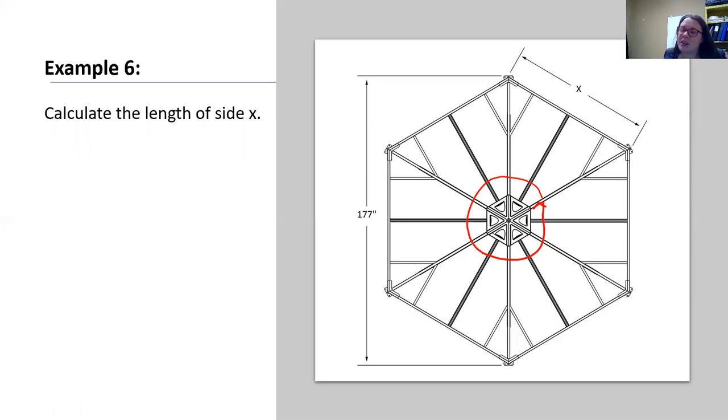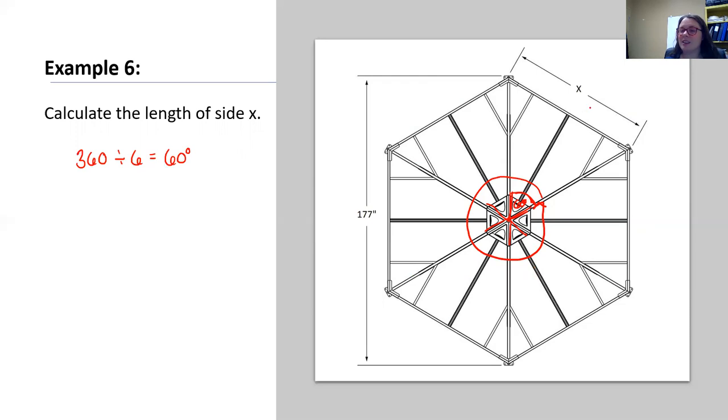Well, how many triangle sections are there? There's one there, 2, 3, 4, 5, 6. You have 6 triangles. So 360 degrees divided into 6, because 6 triangles make up that 360 degrees, gives me 60 degrees. So up here, I have 60 degrees.